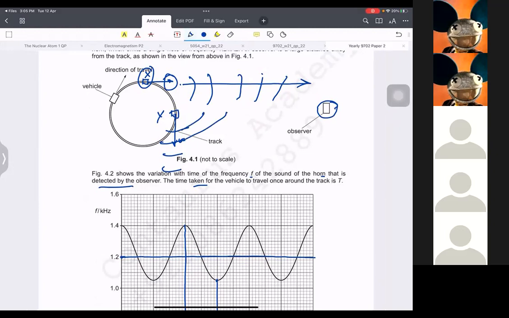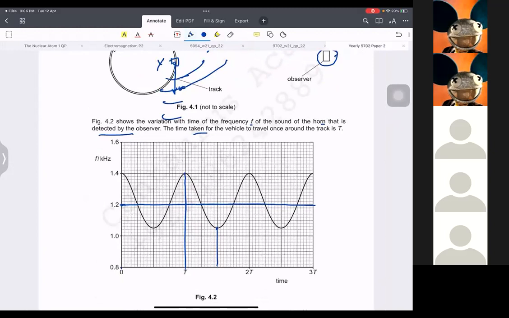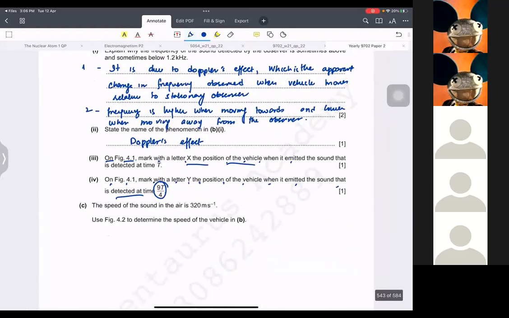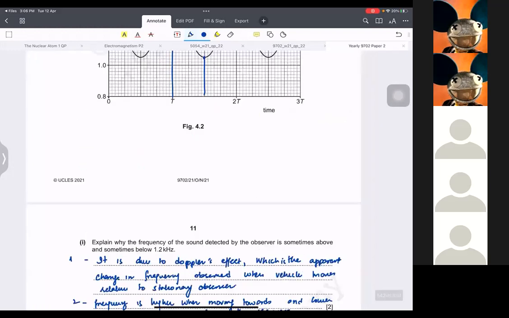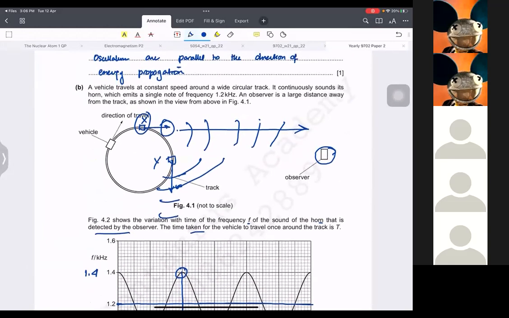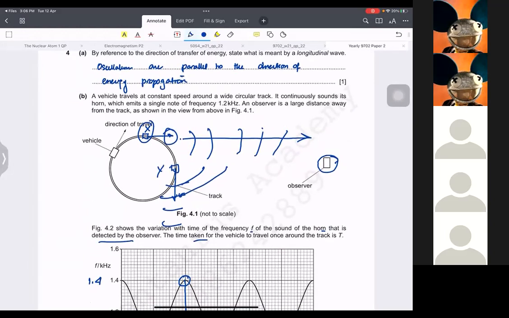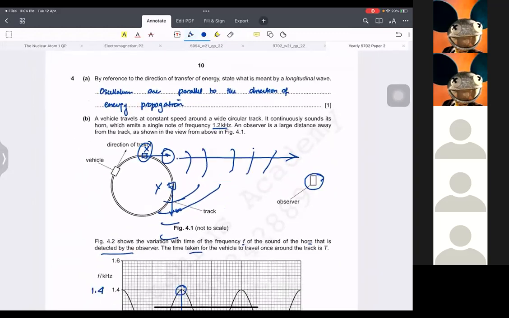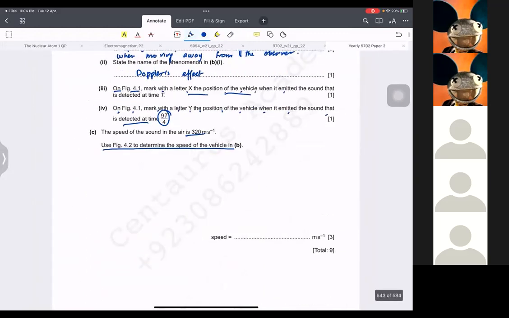But that's fine. Right? So then it says the speed of sound in air is 320. Use your figure to determine the speed of vehicle. Okay, fine. When it was moving towards, the observed frequency was 1.4 kilohertz. And the time was capital T. And the original frequency is 1.2, as it says here. Is there anything else we have? We don't, right? No worries.